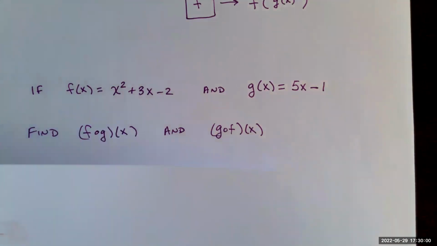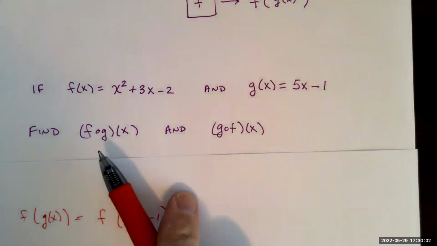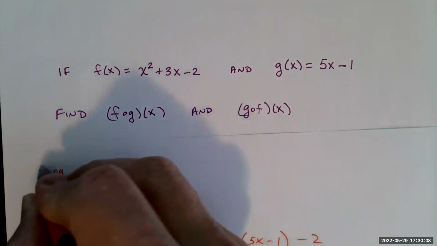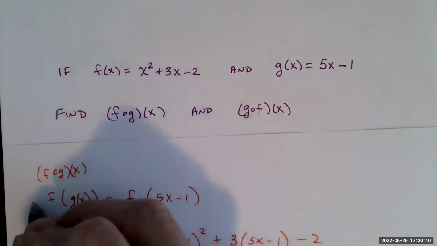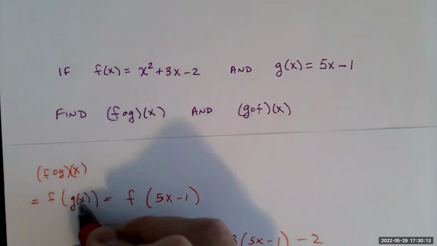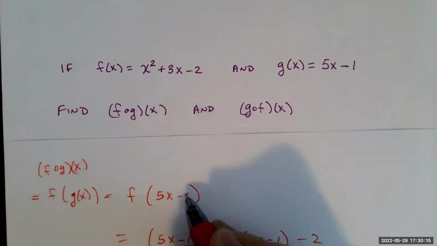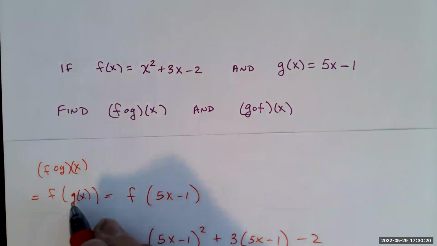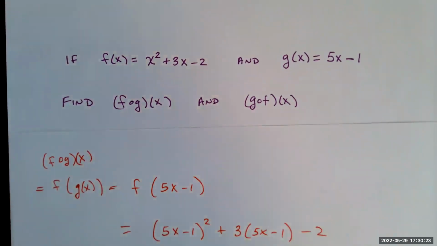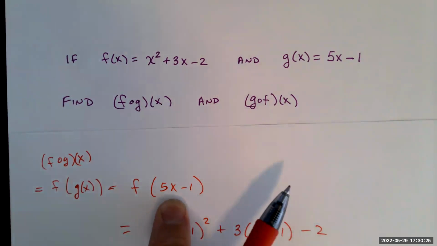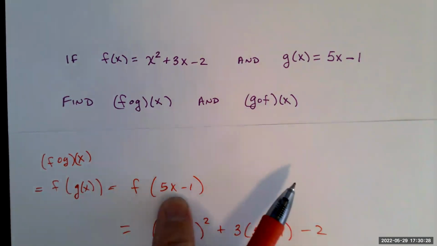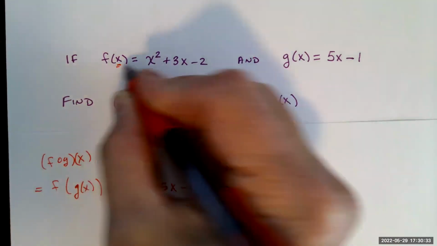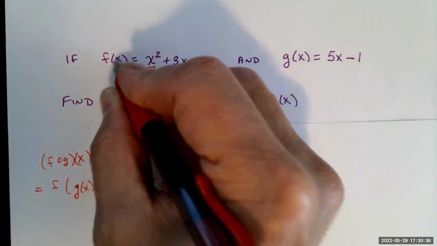So for example, if I do F circle G of X, F circle G of X by definition is F of G of X. So I take the function G of X. What is that? That's the function 5x minus 1. Right? That's the output. If I plug X into the function G, the output is 5x minus 1. And now I'm going to take that 5x minus 1, that output of the function G, and I'm going to plug it into the function F. Here's the function F. Wherever I see an X, I'm going to replace it with what's inside here.